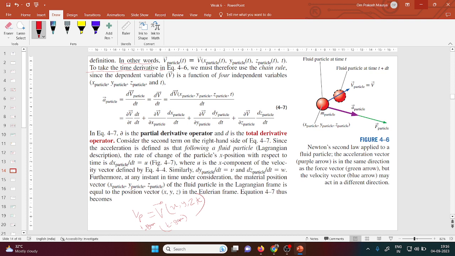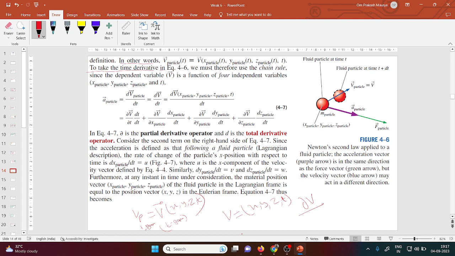We must therefore use the chain rule. Why the chain rule? Because at a particular time, your velocity depends on the x direction, y direction, z direction, and the t direction. When you take the derivative, the velocity does not depend on only a single direction. That's why you need this chain rule, or the partial derivative, partial differential concept.